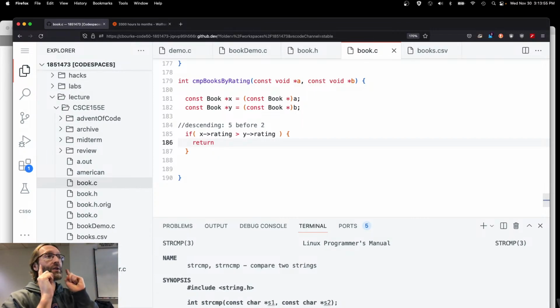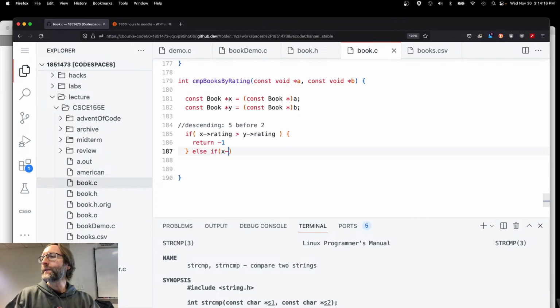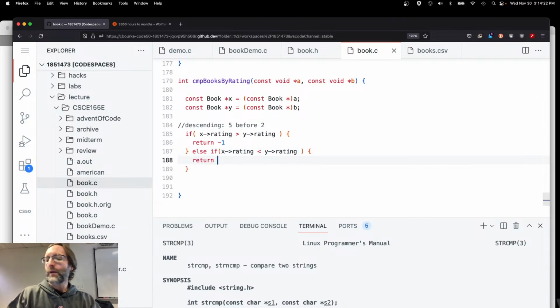So the way that I always remember this is the number line. Negatives are over here. Positives are over here. Are they in order, or are they on the different sides of the y-axis, right? And so that's how I always end up remembering it, right? Left to right, -1. Else if X's rating is less than Y's rating, then I'll return +1. Right? There we go.